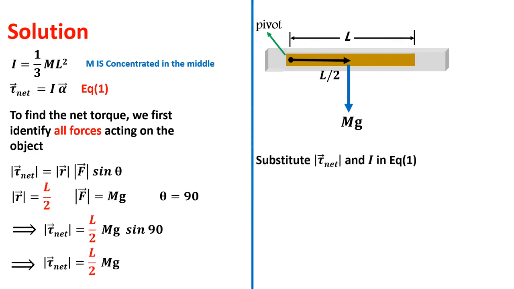Substitute the magnitude of the net torque and the moment of inertia in equation 1. We get the following equation: L over 2 times mg equals 1/3 times m times L squared times the magnitude of alpha. As a result, the magnitude of alpha equals 3g divided by 2L.